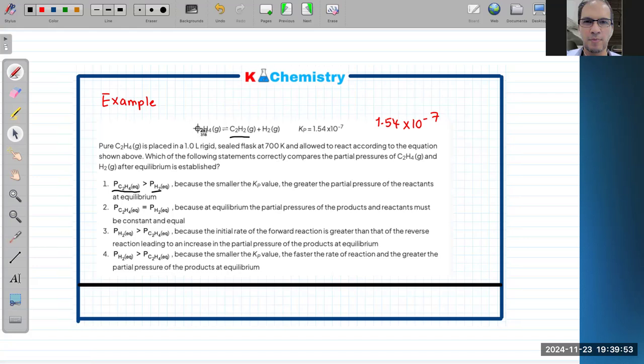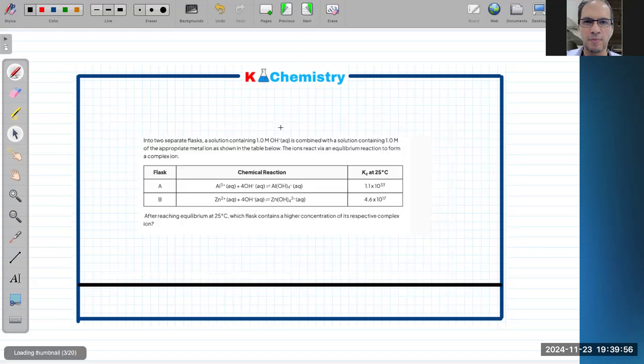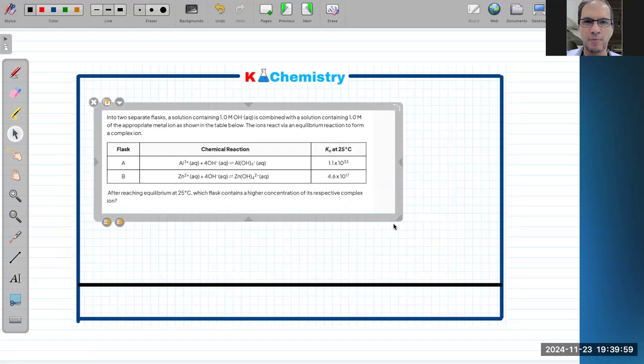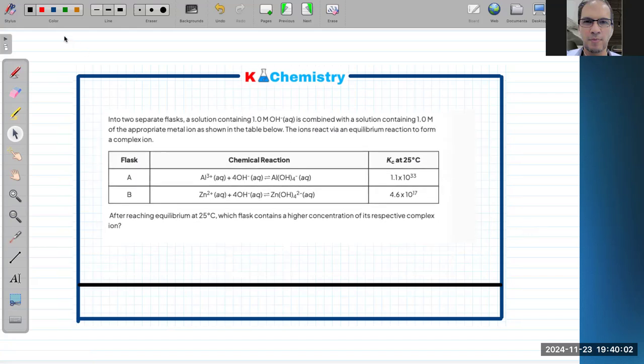I have another example here. So I have two separate flasks. A solution containing hydroxide ions is combined with a solution containing 1 molar of the appropriate metal. As shown, the ions react by equilibrium to form a complex ion. So this aluminum has reacted with the hydroxide to form aluminum hydroxide, and this zinc reacted with hydroxide to form zinc hydroxide. The Kc for the first one is 1.1 multiplied by 10 to the power of 33, and this is 4.7 multiplied by 10 to the power of 17. So which one contains a higher concentration of the complex ion?